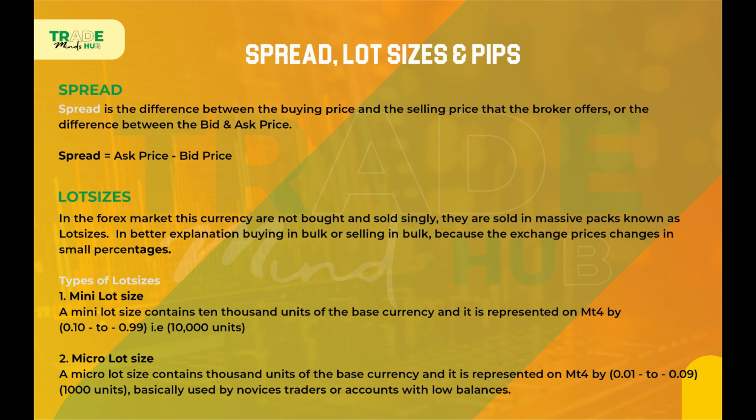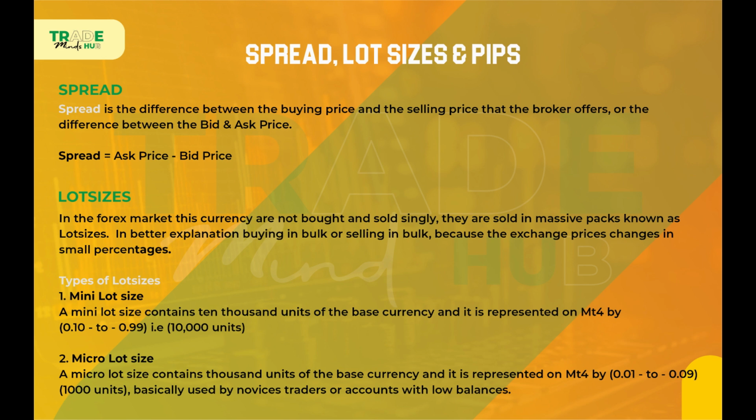Let's proceed to the micro, the second, but this is the lowest in all the lot sizing. So for the micro lot size, 1 micro lot size is 1,000 units. It contains 1,000 units of the base currency. And it is represented on the MT4 by what?